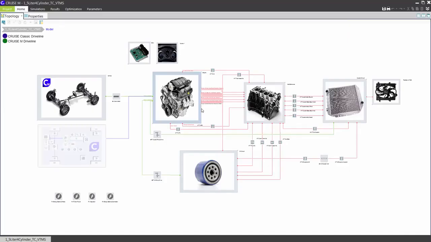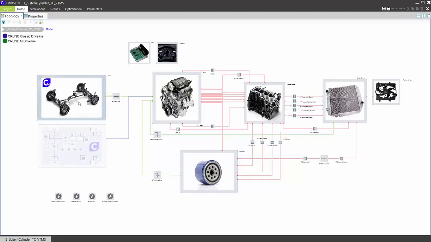Vehicle thermal management requires the consideration of the entire vehicle, meaning that several subsystems, such as the engine, the driveline, the cooling circuit, etc., need to be considered. In the past, this meant that engineers had to set up the interfaces between the tools by different software suppliers. In CRUISE M, that's not necessary. Let's have a look at the demo model.